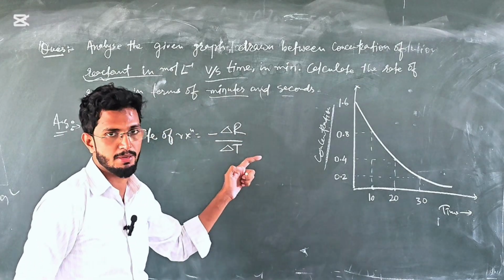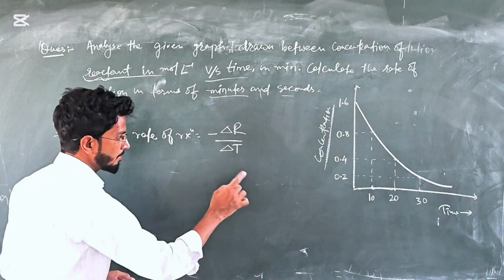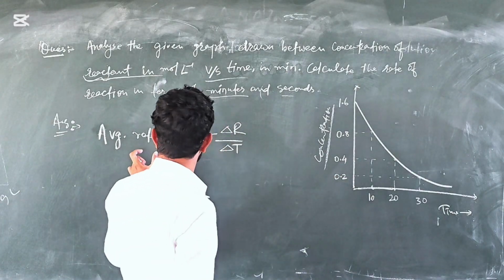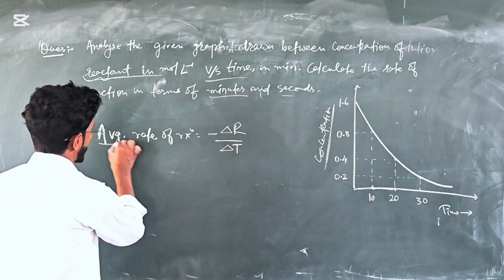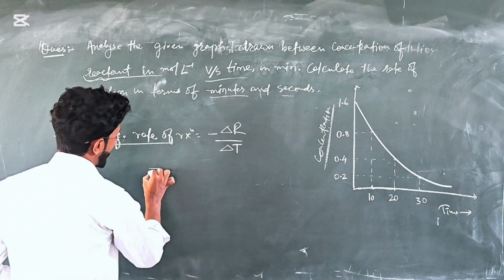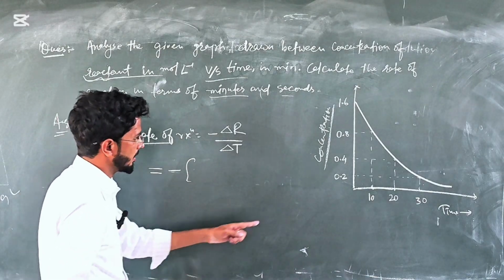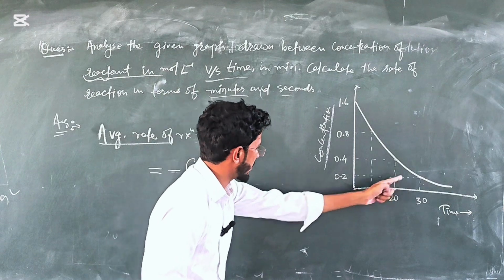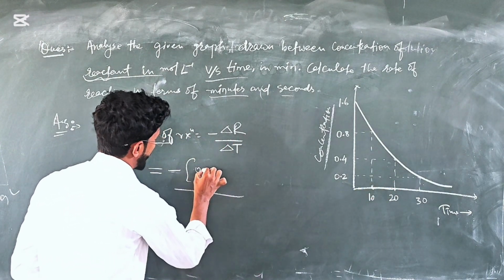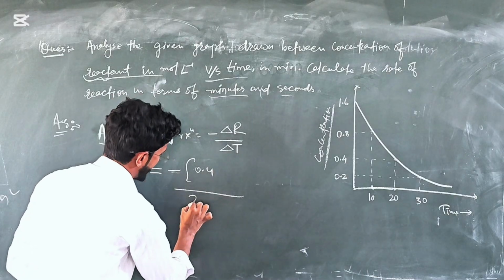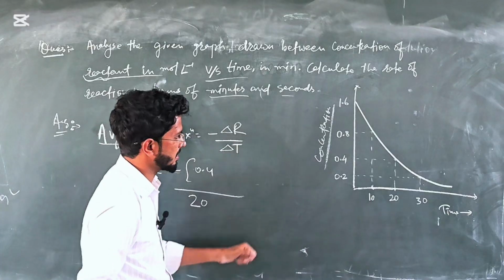We use dR upon dt for instantaneous rate of reaction, and delta for average rate of reaction. With an interval of time we are calculating the rate in that interval, that's why we use the formula of average rate of reaction. From here, how can we calculate? At t equal to 20, the concentration is 0.4. Delta R means final concentration minus initial concentration.